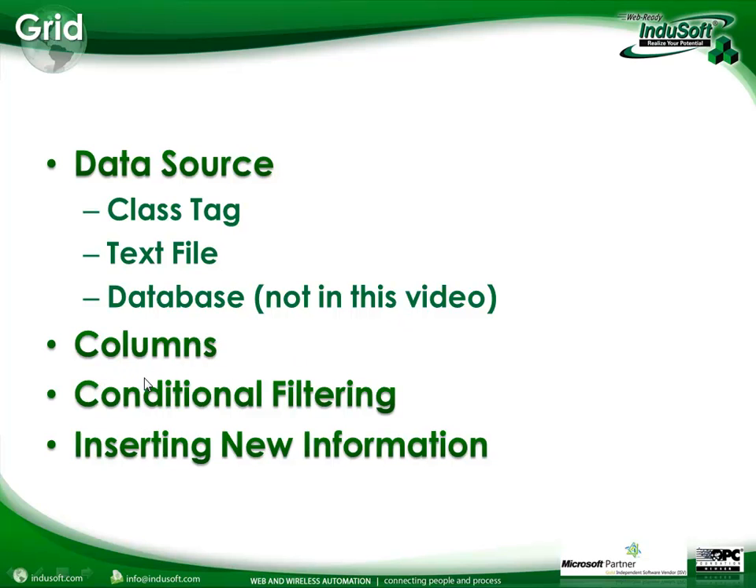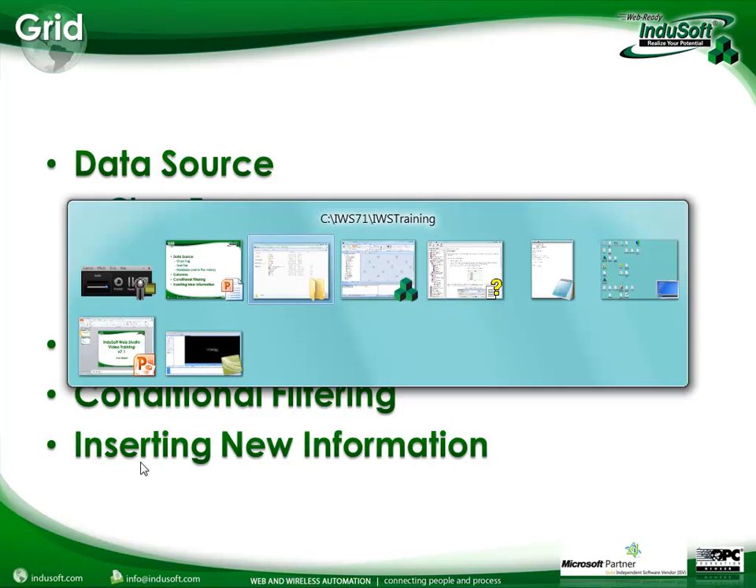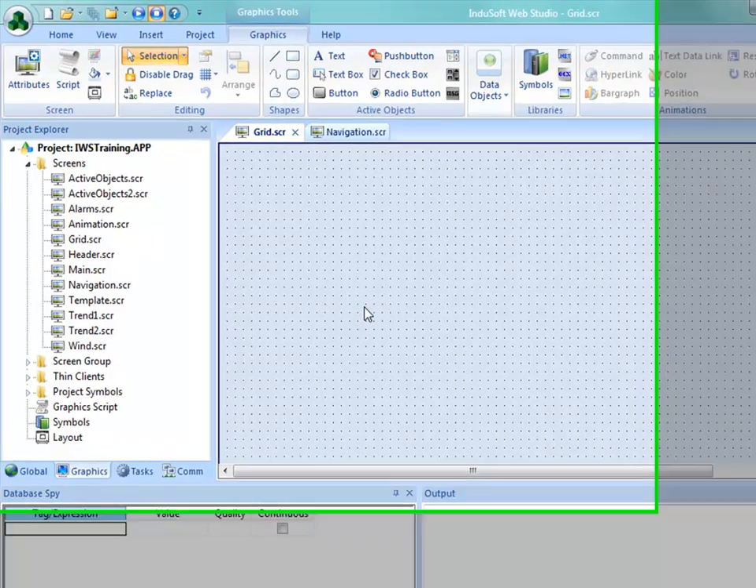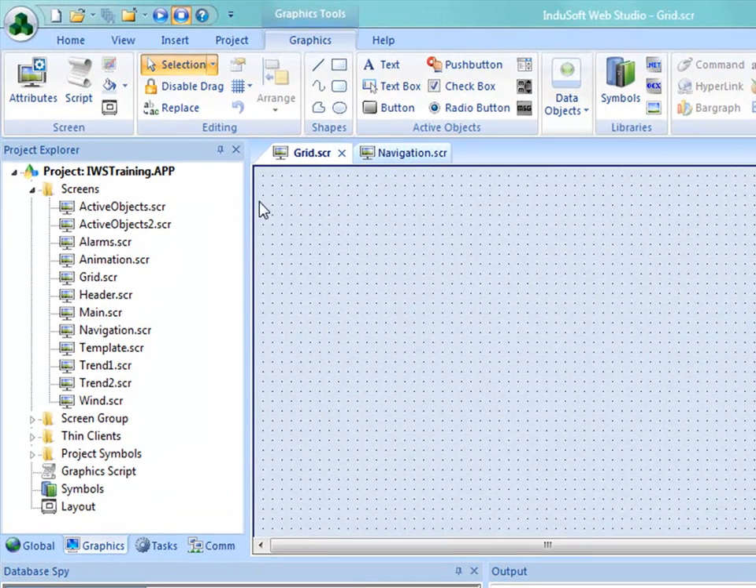We're going to talk about selecting columns, conditional filtering and what you can view on the grid object, and inserting new information using the grid object. So let's get started. Over here in Indusoft Web Studio in our training project, we've been building on a foundation project that we started some time ago. Set up some navigation, a header screen, and kind of a template screen that we start with.